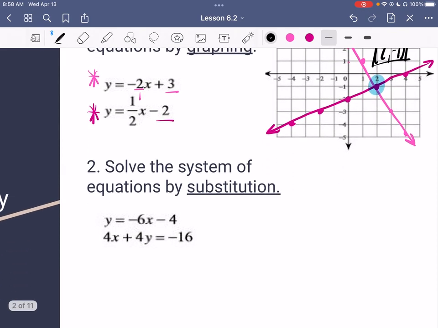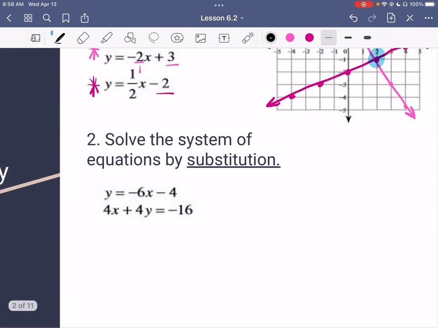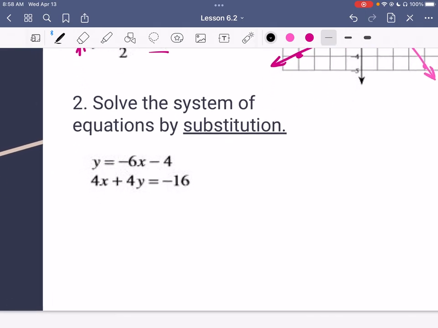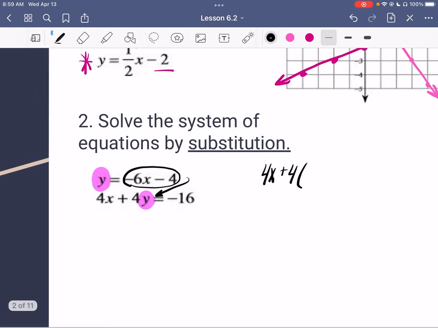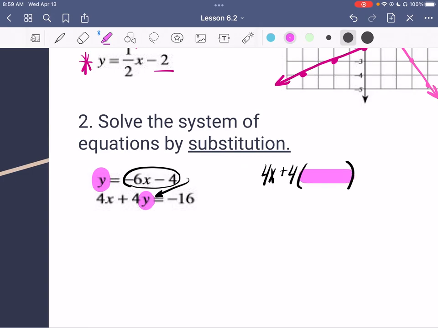Okay, second problem here, we are solving the system of equations by the algebraic method of substitution. So first we look to see, do we have one of the equations already set equal to a variable, x or y, which yes, we do. The first one is set equal to y, so then I can take that expression that y is equal to and substitute it in for the y in the second equation. So I'm going to rewrite that over here, 4x plus 4 times, instead of y, we're going to plug in this value, -6x minus 4, and then all of that is equal to -16.